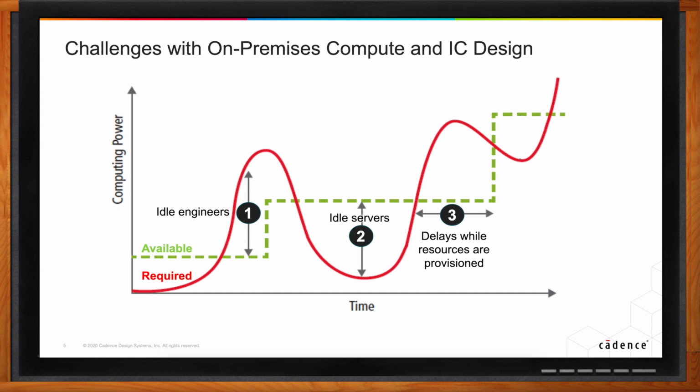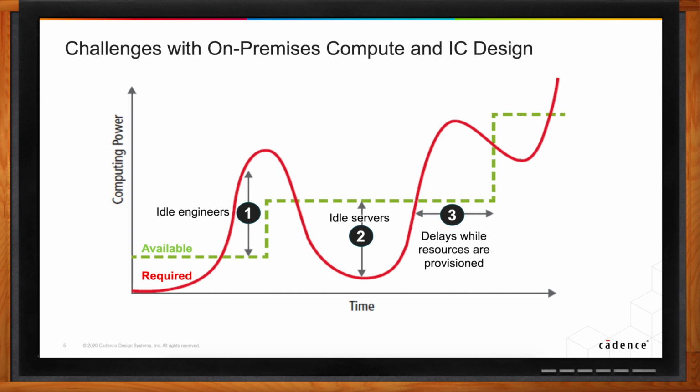Whenever the red line is above the green, what we have is an engineer waiting for compute. The reverse of that is when the red line is below the green, you have scenario 2, where the server is actually idle, meaning that there's a capital expenditure that's not being utilized. And the other interesting thing that happens is that when a company relies solely on on-prem compute and their required demand increases, they need to respond and add more capacity. And that takes time.